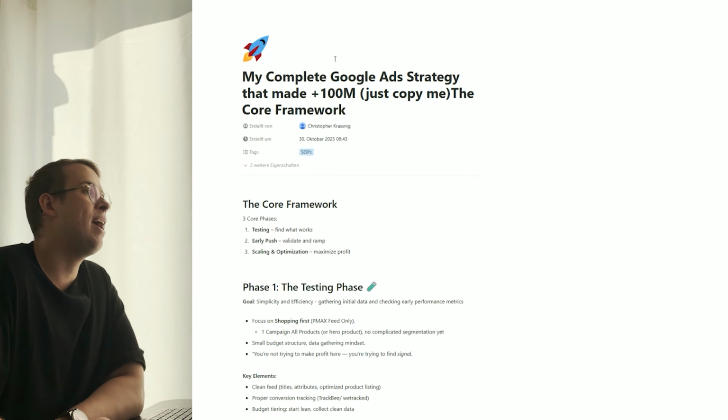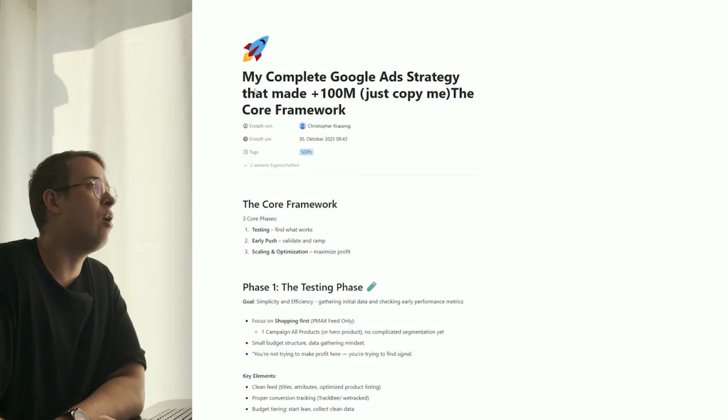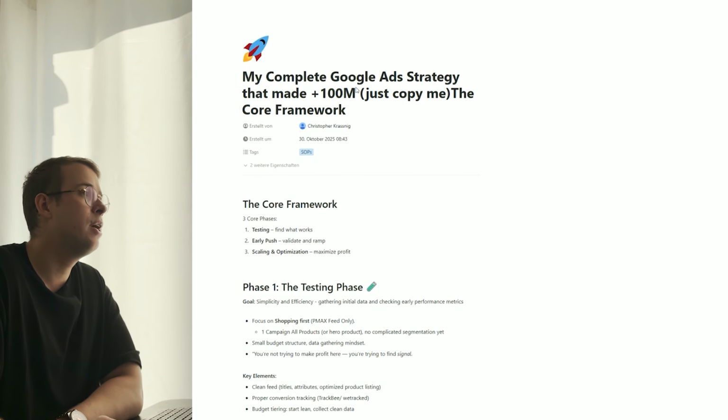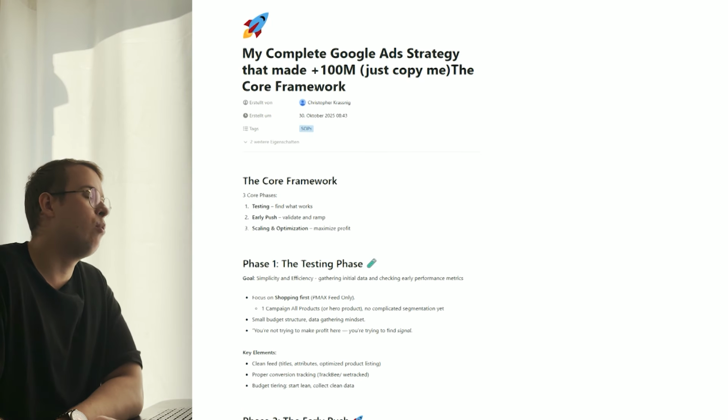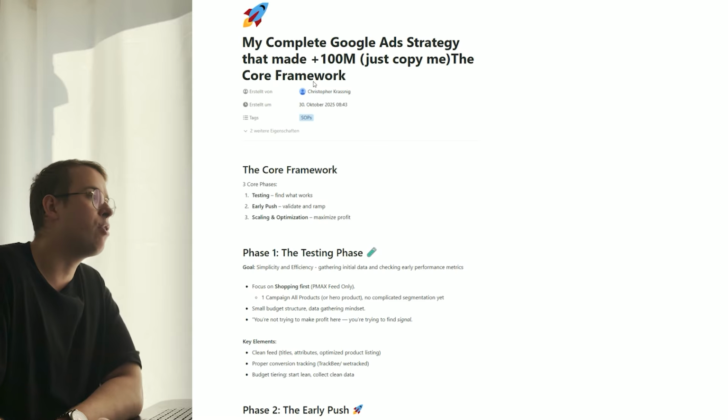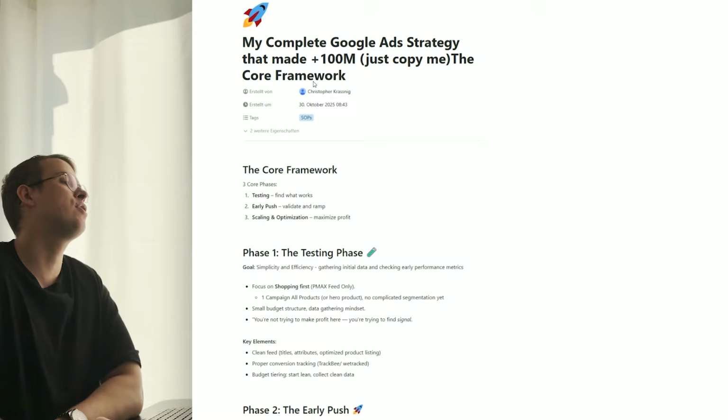Today we will look at my complete Google Ads strategy from A to Z that made over 100 million for our clients in the last couple of years. Super simple framework. I will keep it as simple as possible here for the sake of the video. So without further ado, let's dive straight into it.